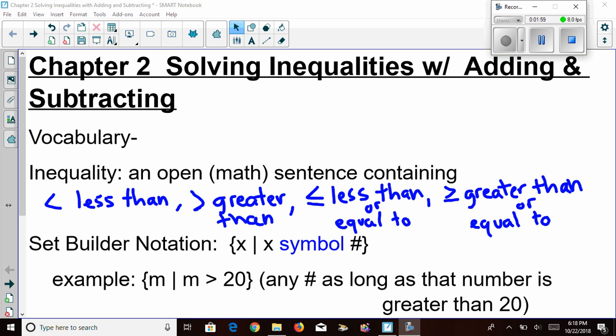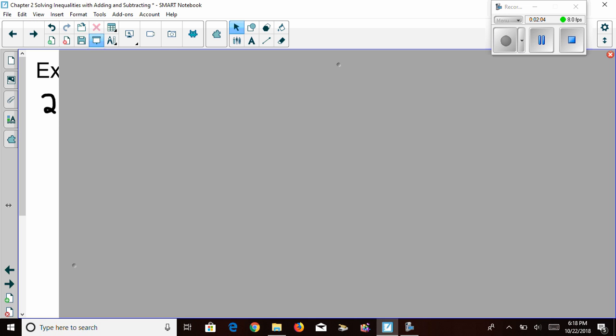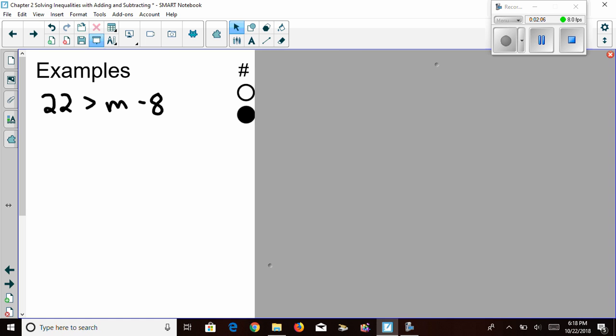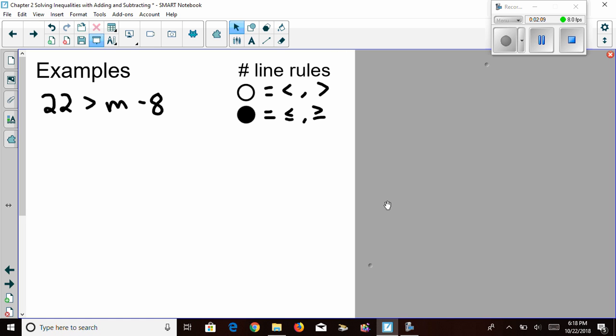Let's look ahead at some examples to see what we're doing. Now I'm covering up some of the steps, but here's what we're going to do. First off, I have this inequality that says 22 is greater than m minus 8. You also see how I have something that says number line rules. We are actually going to use number lines in order to show our answer for these inequalities. This is something you would have done in elementary school, and we are bringing it into and connecting it to our lessons.